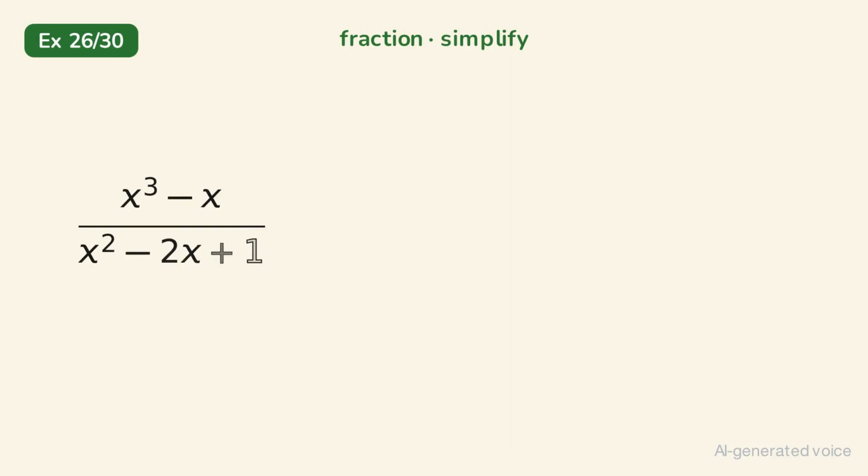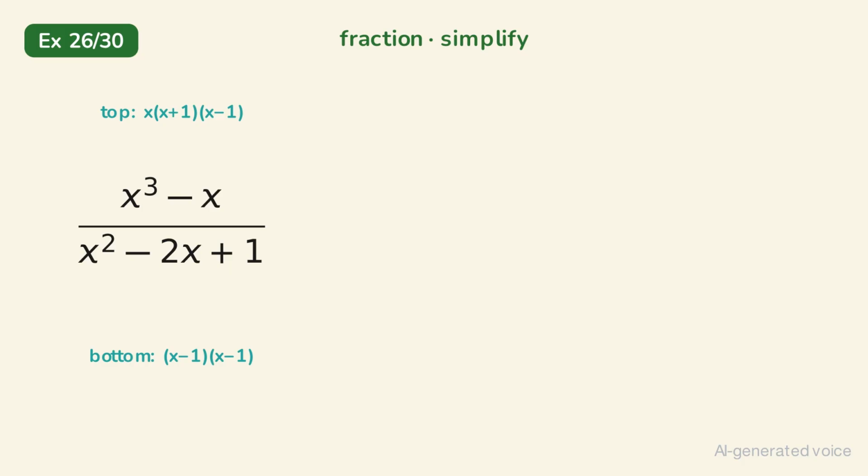We close the batch with a fraction that hides several cases at once. Let's simplify. X cubed minus x over x squared minus 2x plus 1. Same move again, factor top and bottom, and cancel. On top, first we pull the common factor x, leaving x times x squared minus 1, and that parenthesis is a difference of squares, x plus 1 times x minus 1.